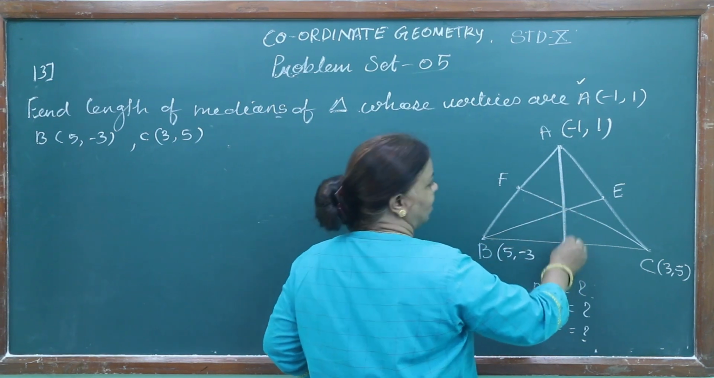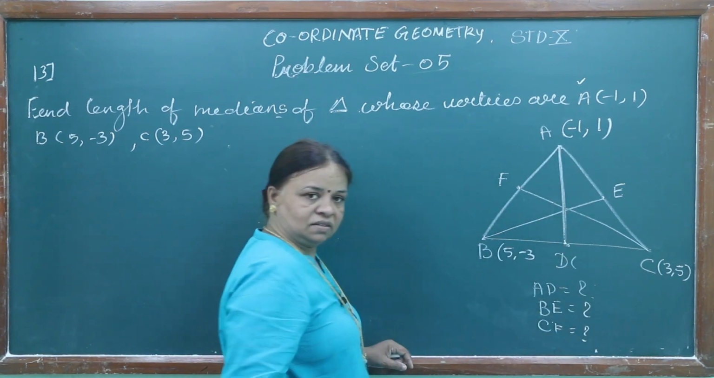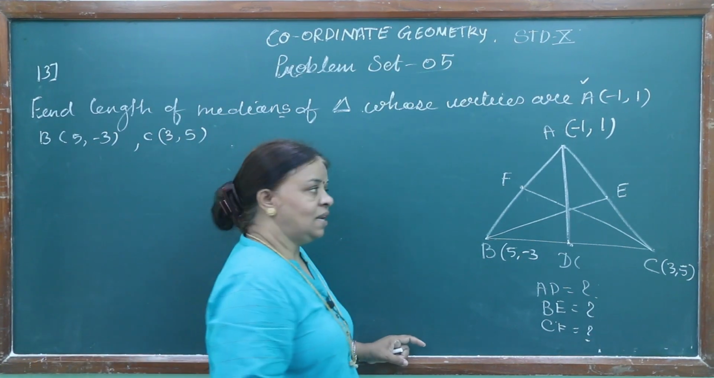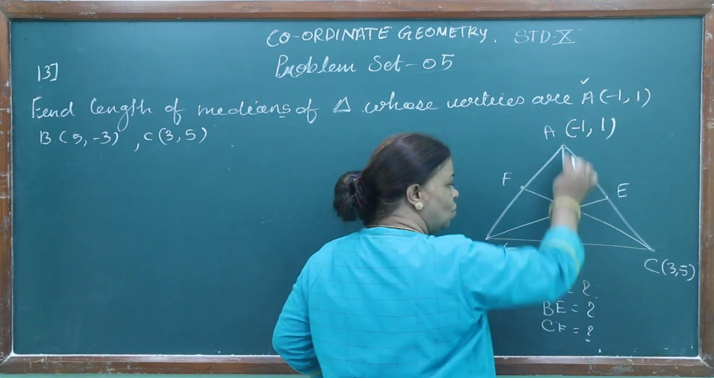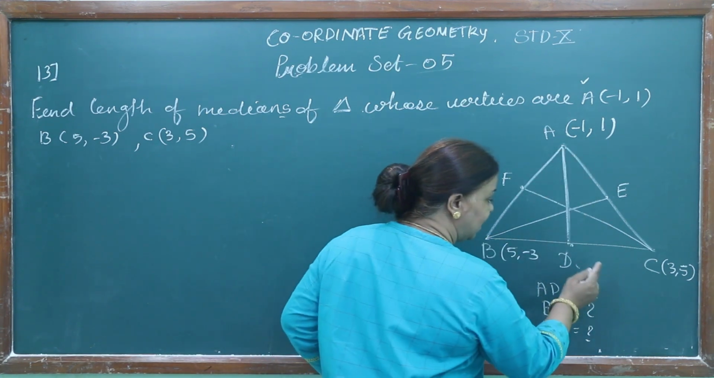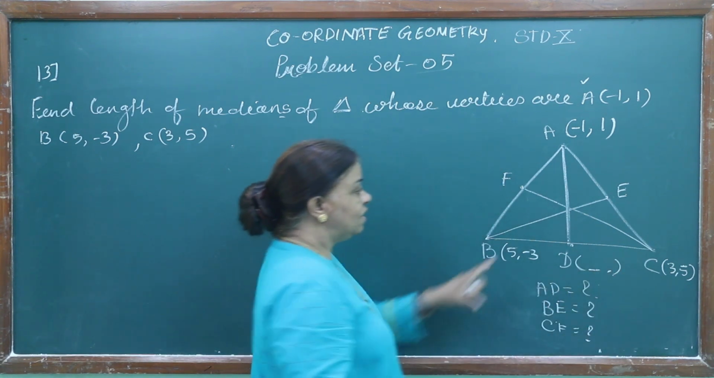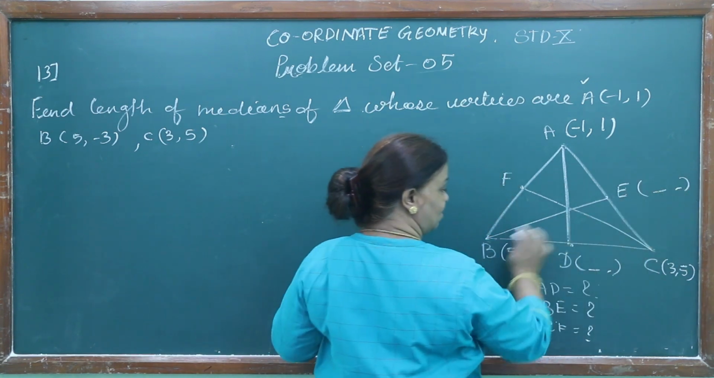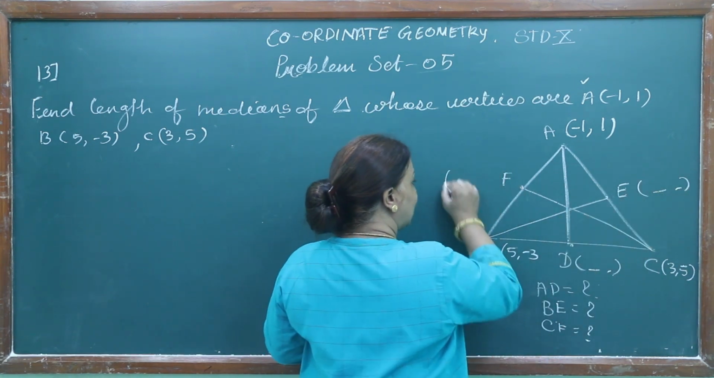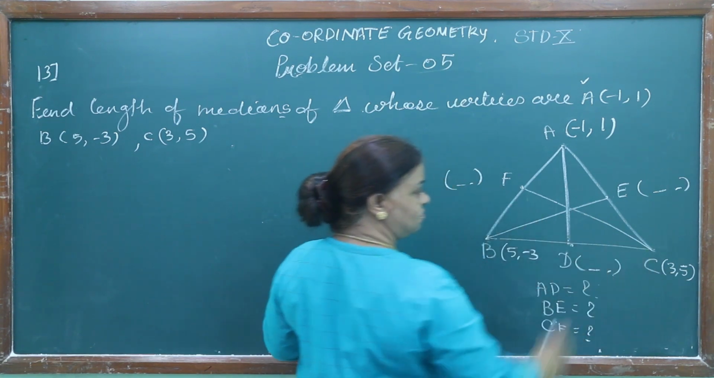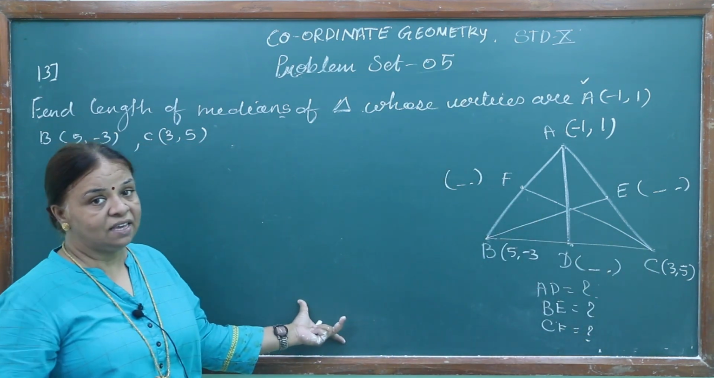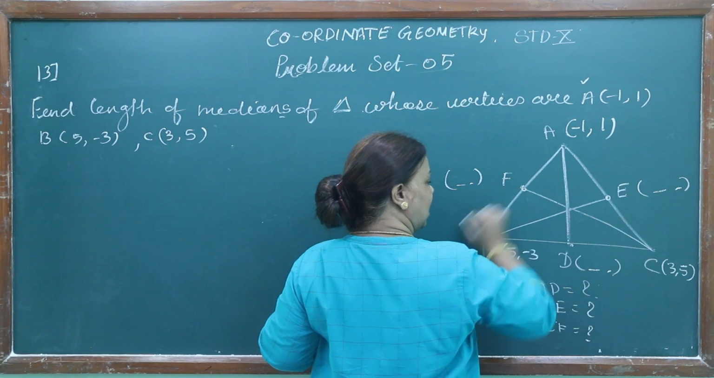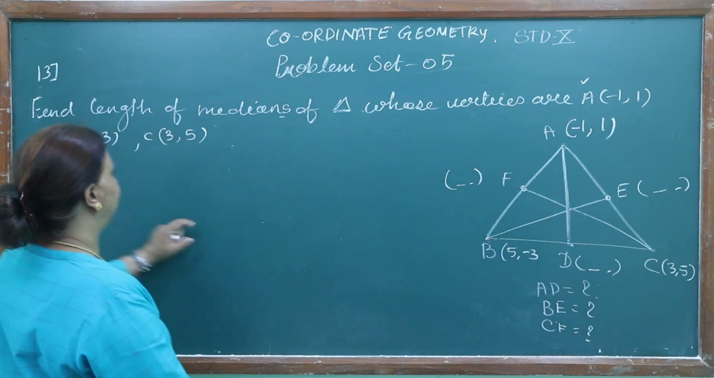Children, we can find the length of any segment if 2 coordinates are given. What is length? Length is nothing but distance between the 2 coordinates. So if we find these coordinates, then we can find AD. If we find these coordinates, we can find BE. If we find F coordinate, we can find CF. So let us first find the coordinates of D, E, F. And now you know D, E, F are the midpoints.